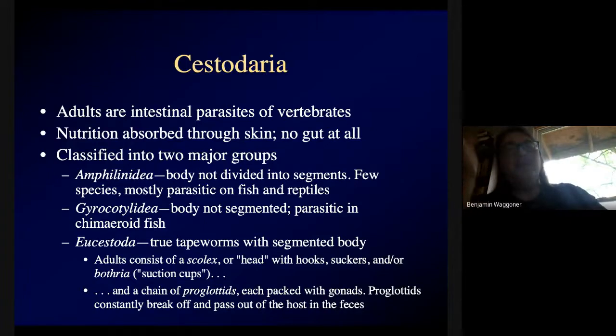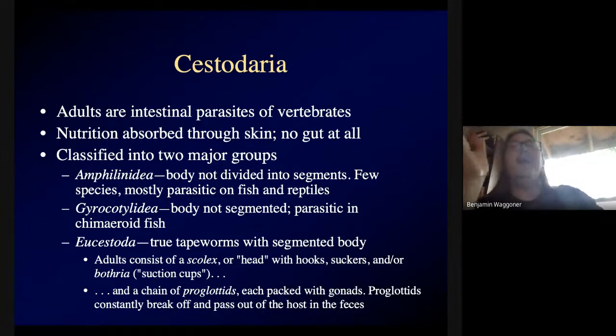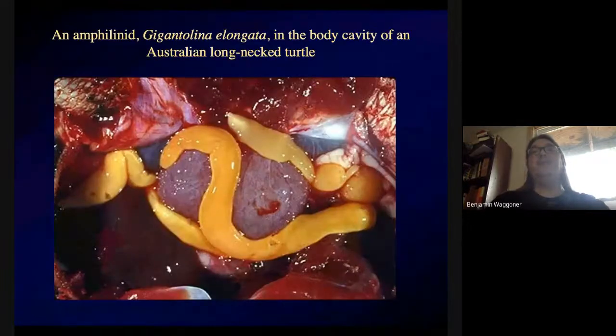And then eucestodes are the true tapeworms in which the body's divided into segments. And I'll spend most of my time on the true tapeworms. We'll talk about those structures in a bit. Amphilinids look like this. This one's in the body cavity of an Australian long-necked turtle. There's not very many. I want to say there's 8 species of amphilinid known.